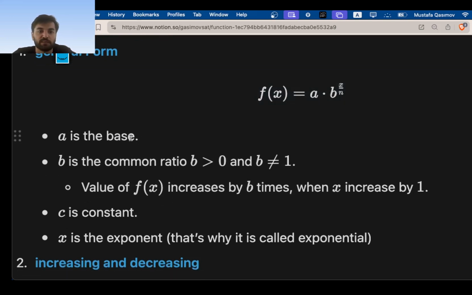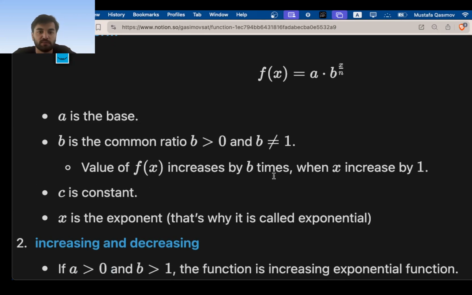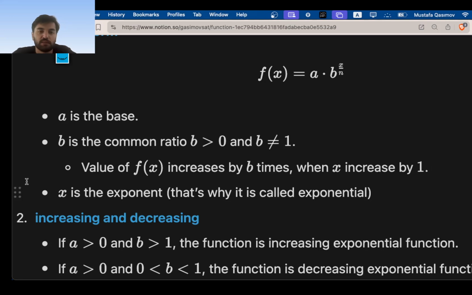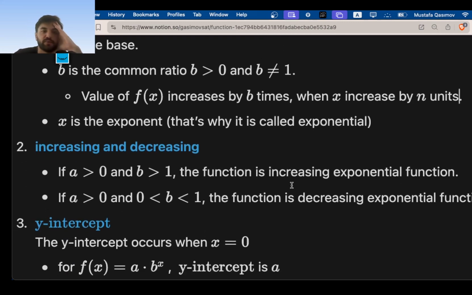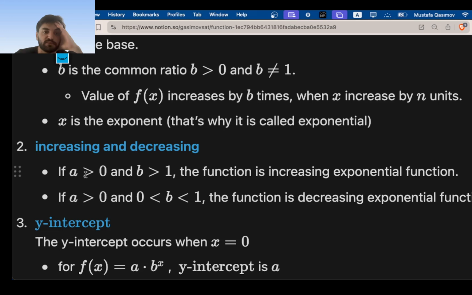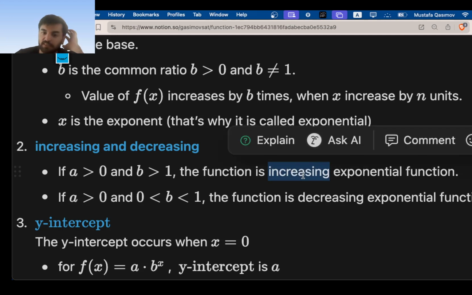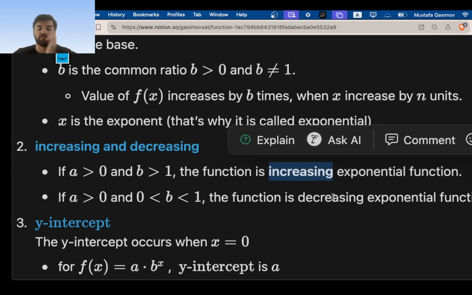Okay, a is the base or initial value, b, c. C is a constant, it is not important. The value of f of x increases by b times when x increases by 1 unit, and by b to the power of n times when it increases by n units. Okay, I also put here increasing, decreasing. When a is greater than 0 and b is greater than 1, it is increasing, otherwise it is decreasing. They are also important.